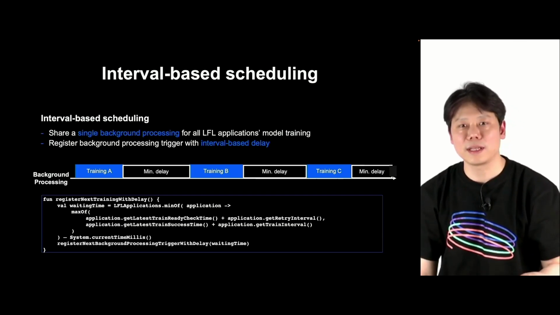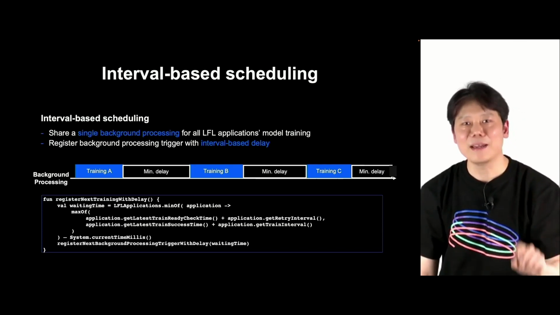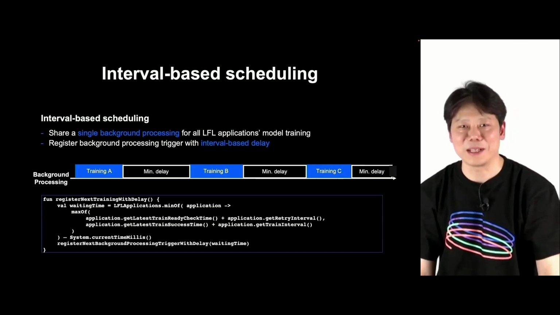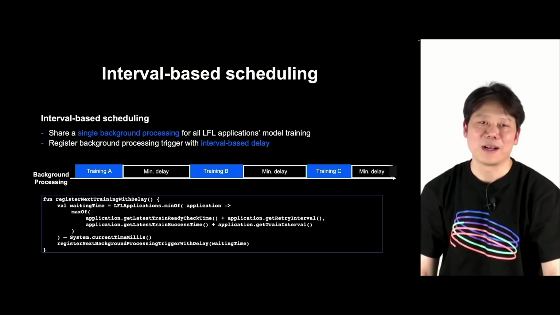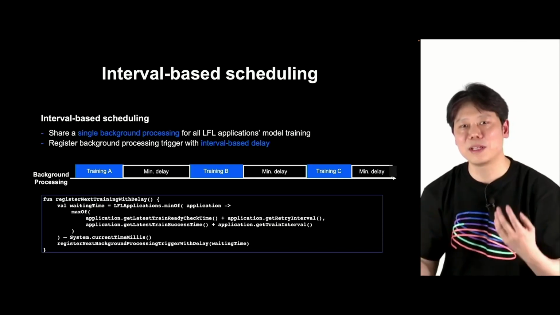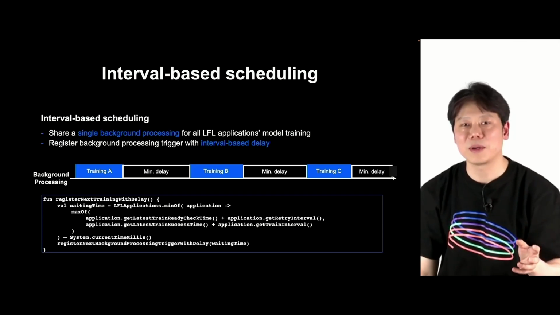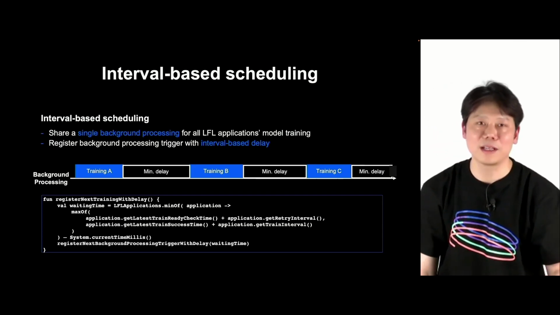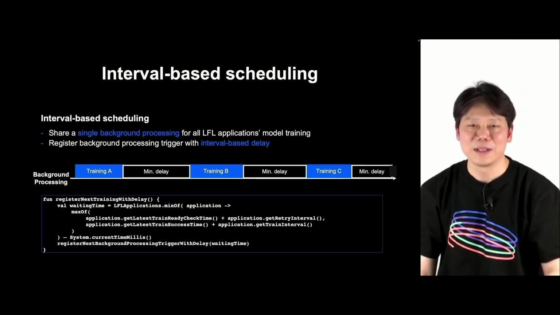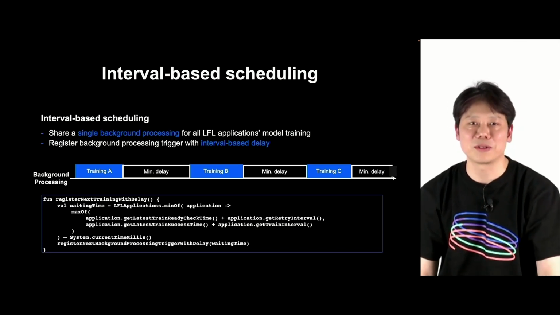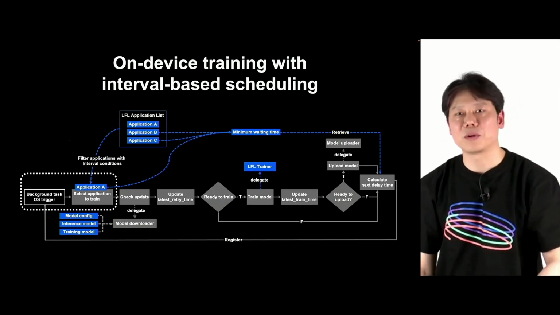This interval-based scheduling has two advantages. First, we can guarantee that a single model can be trained successfully at each run. The background task is shared, so this may be natural. However many applications there are and however complicated the interval conditions are, the minimum delay time can be calculated, the next task will be registered, and then everything is completed. So we call this the register and forget method.